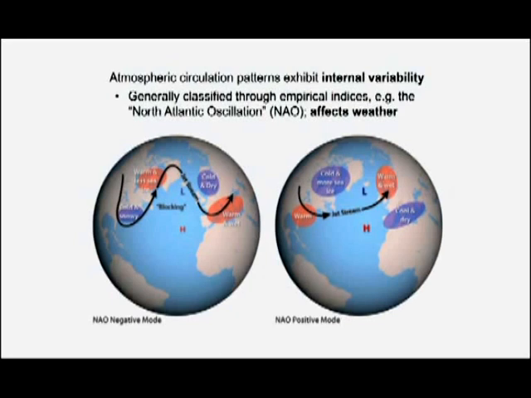And when there's a weak phase of this dipole, basically the jet stream gets pushed north, and you get cold and dry over Britain, and the warm, wet weather is pushed to the south of Europe. But when this is a strong phase, the jet stream comes right into Britain, and you get lots of warm and wet weather here. So this is a well-known pattern.